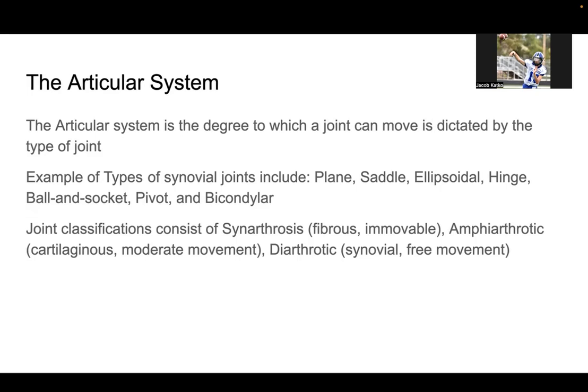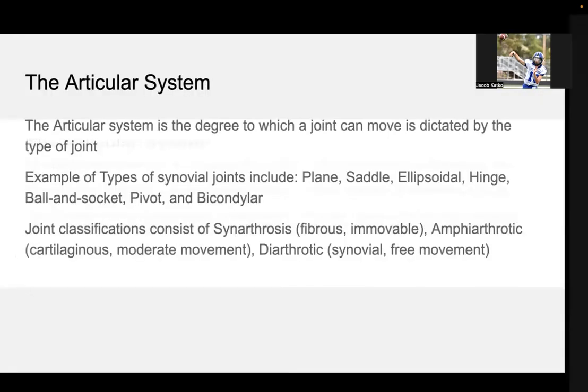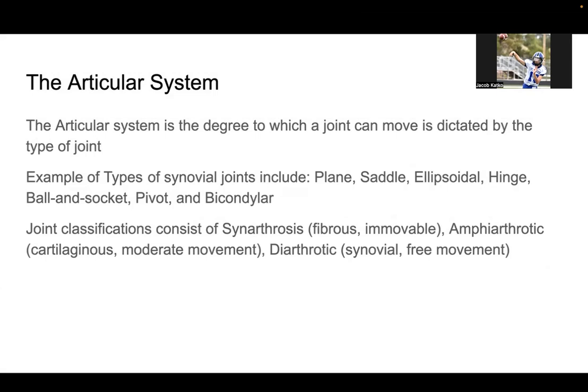Joint classifications consist of synarthrosis, amphiarthrotic, and diarthrotic, which are synovial and free movement, and amphiarthrotic or cartilaginous and moderate movement, and synarthrosis is fibrous and immovable.